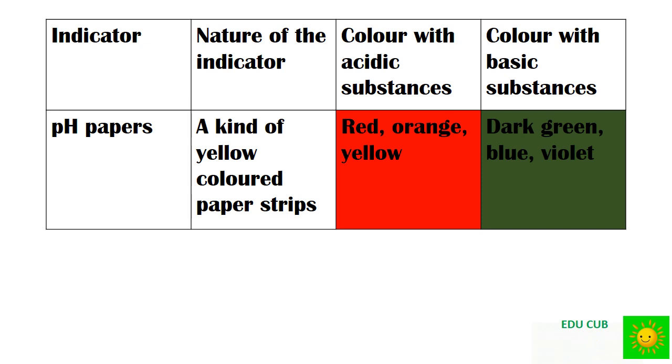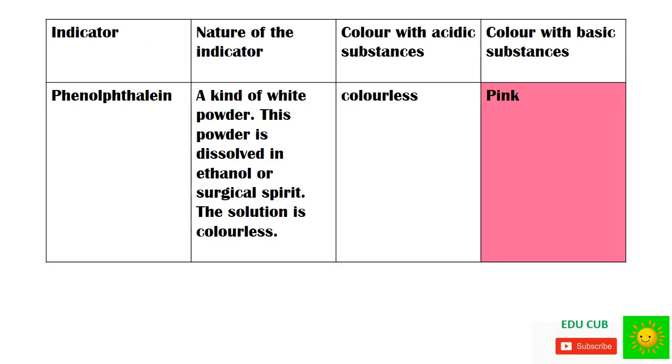pH papers, a kind of yellow colored paper strips. With acids they turn into red, orange or yellow. With bases, dark green, blue or violet change can be seen. Phenolphthalein, we have seen that it's a kind of white powder. This powder is dissolved in ethanol or surgical spirit. The solution is colorless. With acids, it's colorless. With bases, it's pink.